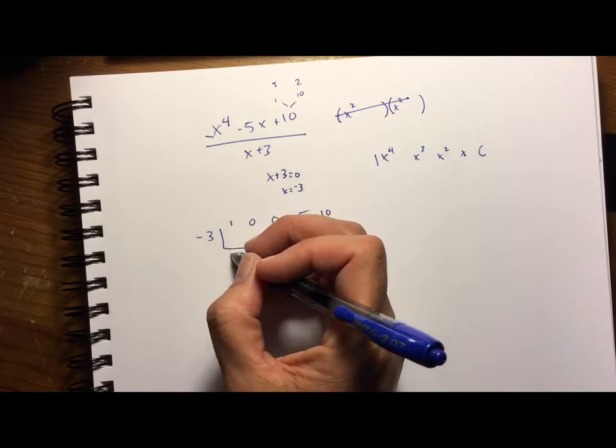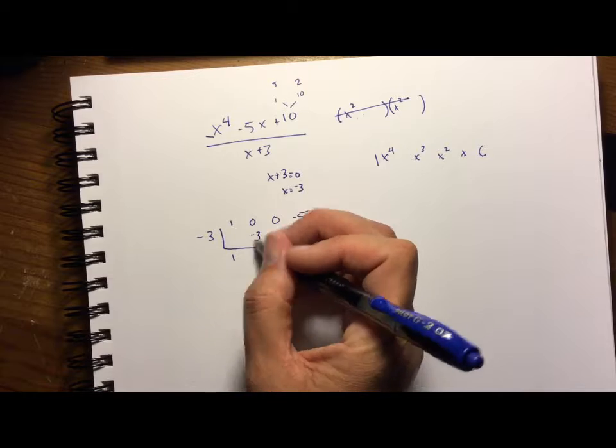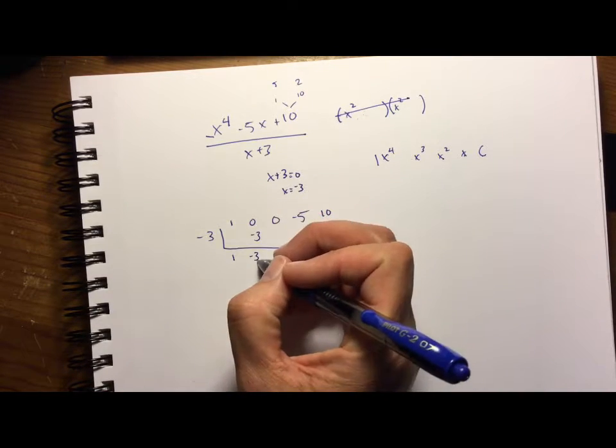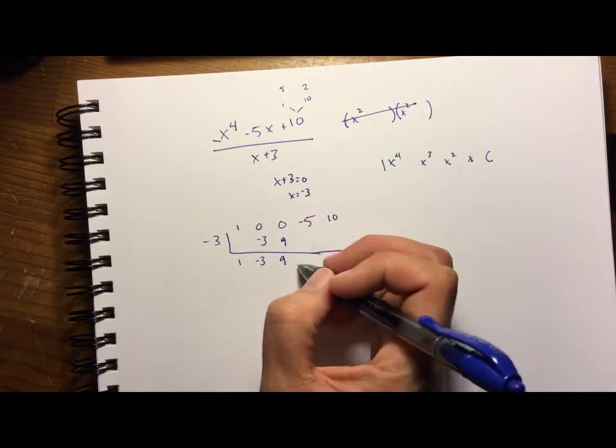So let's do this thing. So 1, bring down the 1. -3 times 1 is -3. Add these, you get -3. -3 times -3 is 9. Add them. There we go. Multiply these two.